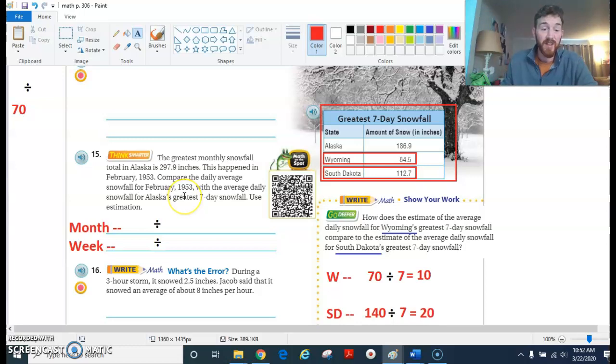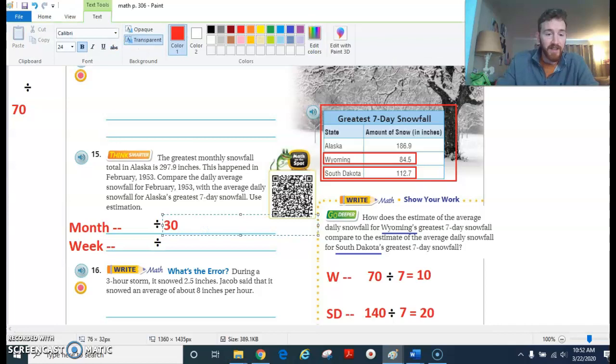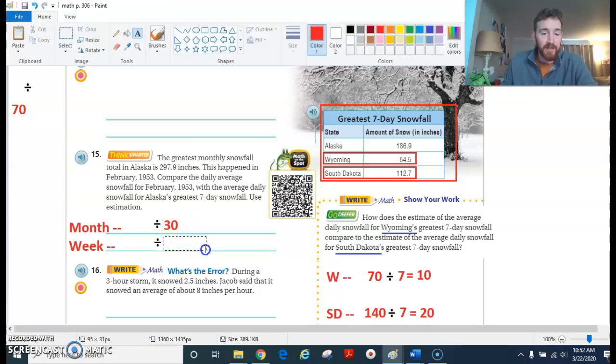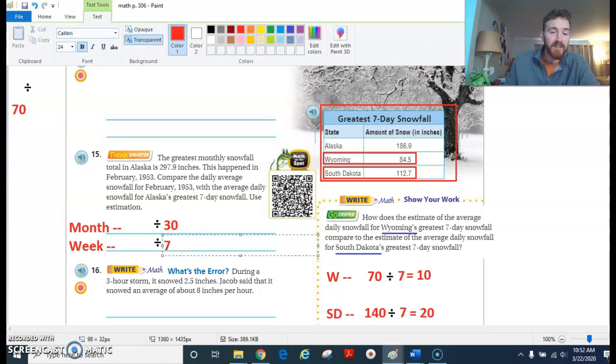In this case, it doesn't make a difference because we're going to round to the nearest group of 10. 28 and 29, whatever it might be, would both round to 30. So we're going to say 30 days. And for the week, of course, that's 7 days, and we're going to keep that 7 days. I'm going to leave you off with this and see if you can figure out what we're going to round these to.